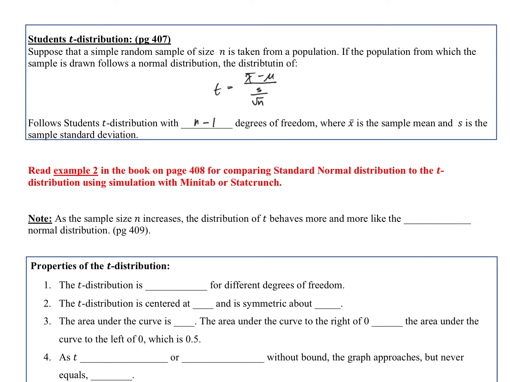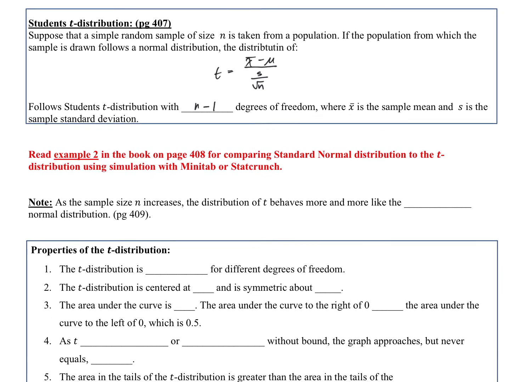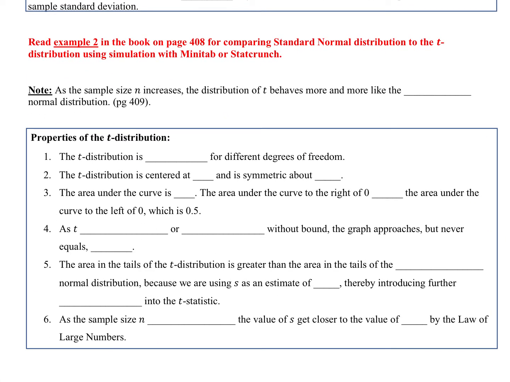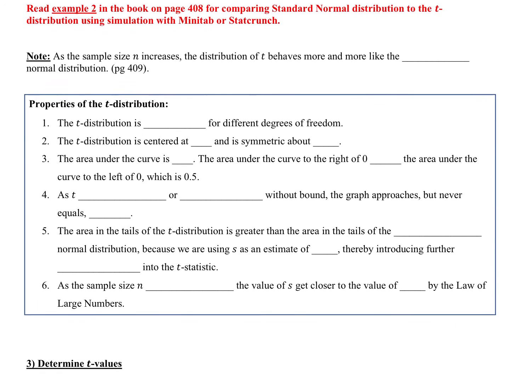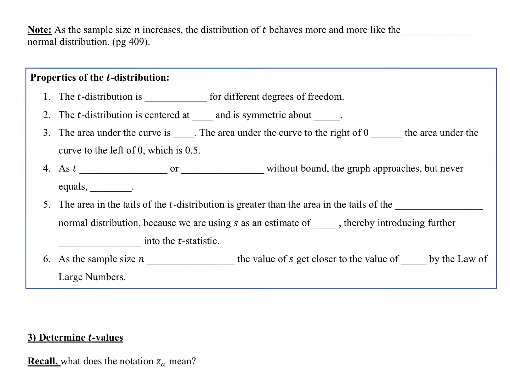Okay, so let's go ahead and take, well, actually real quick. For example 2 in the book on page 408, you can go ahead and look at comparing the standard normal distribution and the t-distribution using simulation with Minitab or StatCrunch. And if you have any questions on how that works, please send me an email. Alright, so note, as the sample size n increases, the distribution of t behaves more and more like the standard normal distribution.